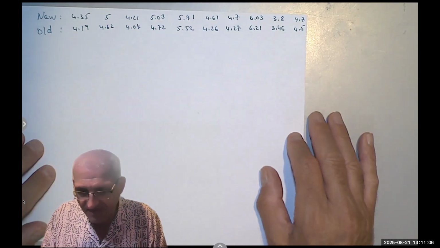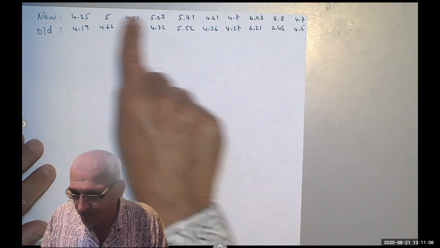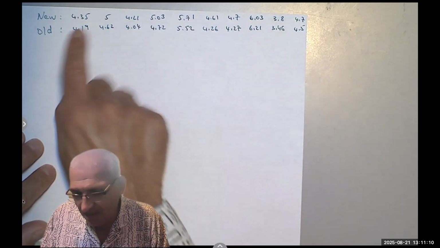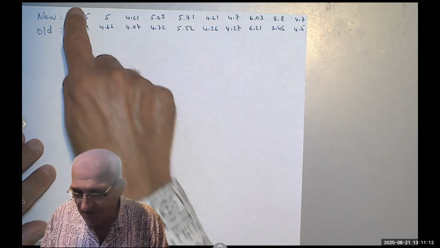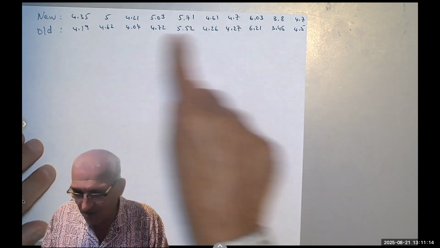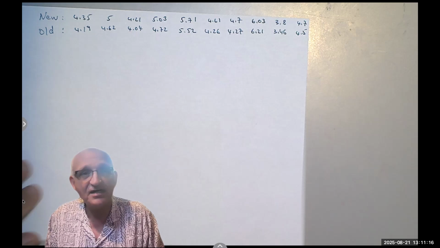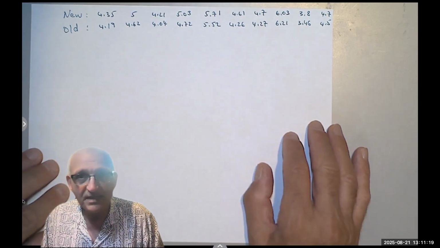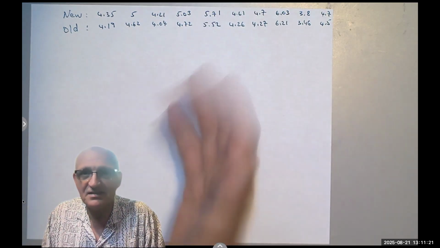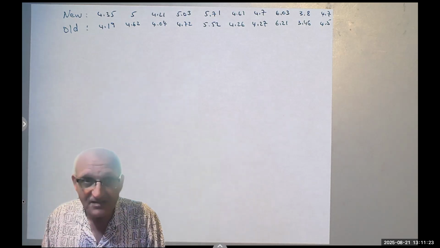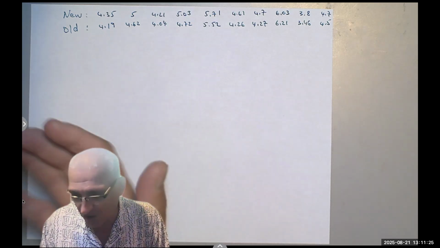and we see that, this is the new, these numbers are mostly higher than the old ones. So we say probably the new tires are better, but I don't know how much better. Is it really better significantly, meaning statistically better or not?